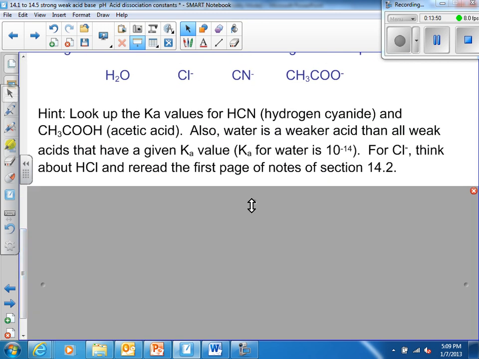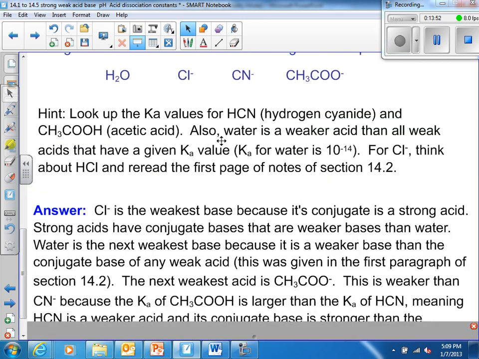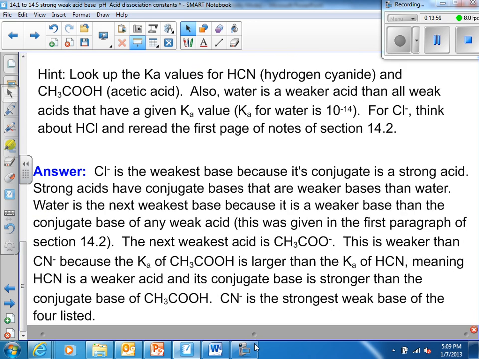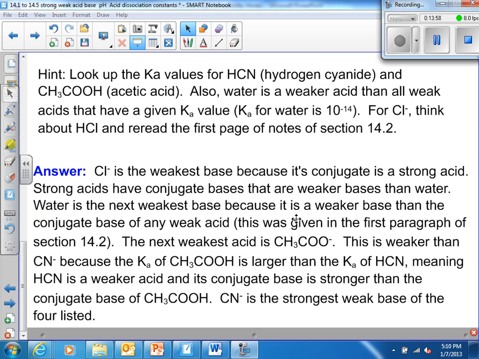Let's look at all of that information. Got it all summarized over here. Take a moment to read that. Okay, so here's the answer over here. So Cl minus is the weakest base because its conjugate is a strong acid. And next would come water. Next would come the acetate because of the Kas. And the last would be CN minus. Pause if you need to go ahead and read through that.